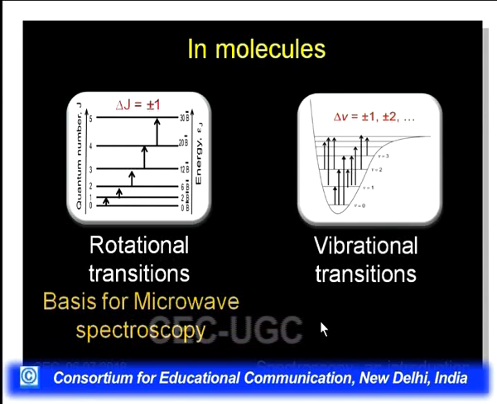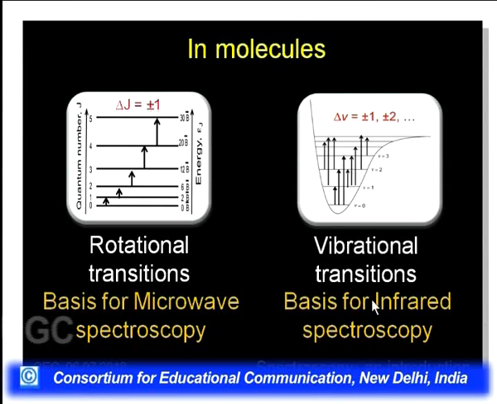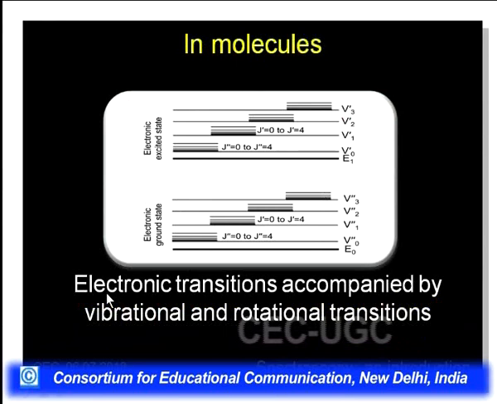Second possibility could be vibrational transitions. That means the system goes from a lower vibration energy level to a higher vibration energy level. That gives me vibrational transitions or vibration spectroscopy, or for that matter, IR or infrared spectroscopy. Another possibility in case of molecules is that there could be electronic transitions which are accompanied by vibrational and rotational transitions.